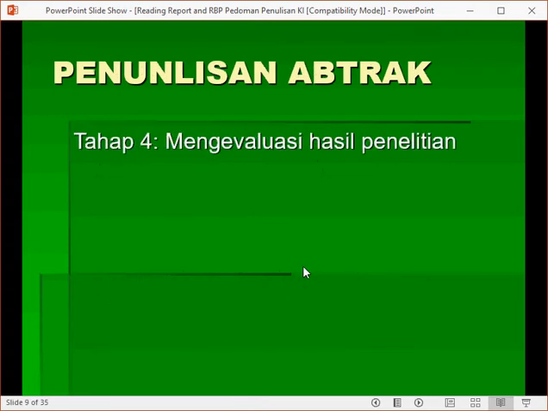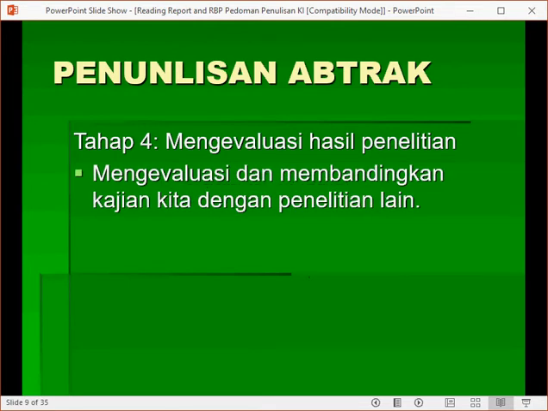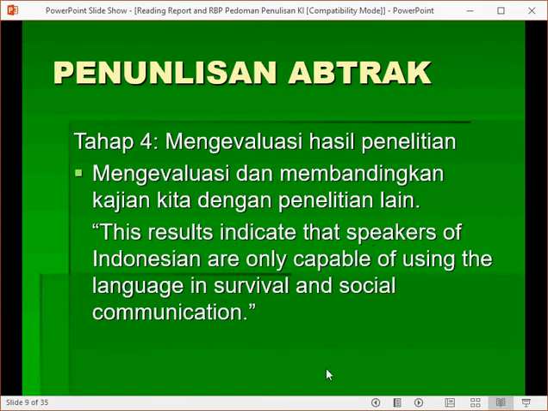And then the fourth step, evaluating your research result. How to evaluate? The evaluation and comparison of the studies with other research. For example, the research indicates that speakers of Indonesian are only capable of using the language in survival and social communication.